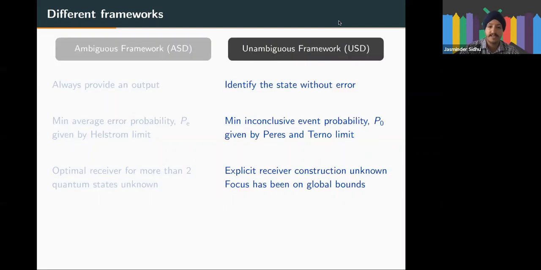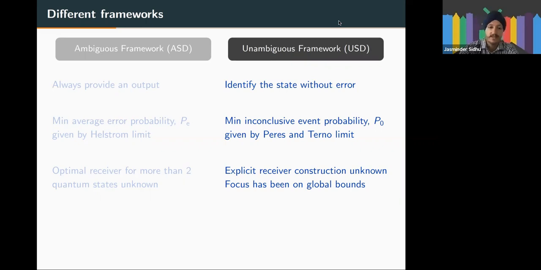The second framework is unambiguous state discrimination, where receivers are designed to identify the state without error, the trade-off being that sometimes you will get an inconclusive event. So the goal then is to minimize the inconclusive event probability, which is given by the Peres-Terno limit, which we'll summarize in the coming slides.